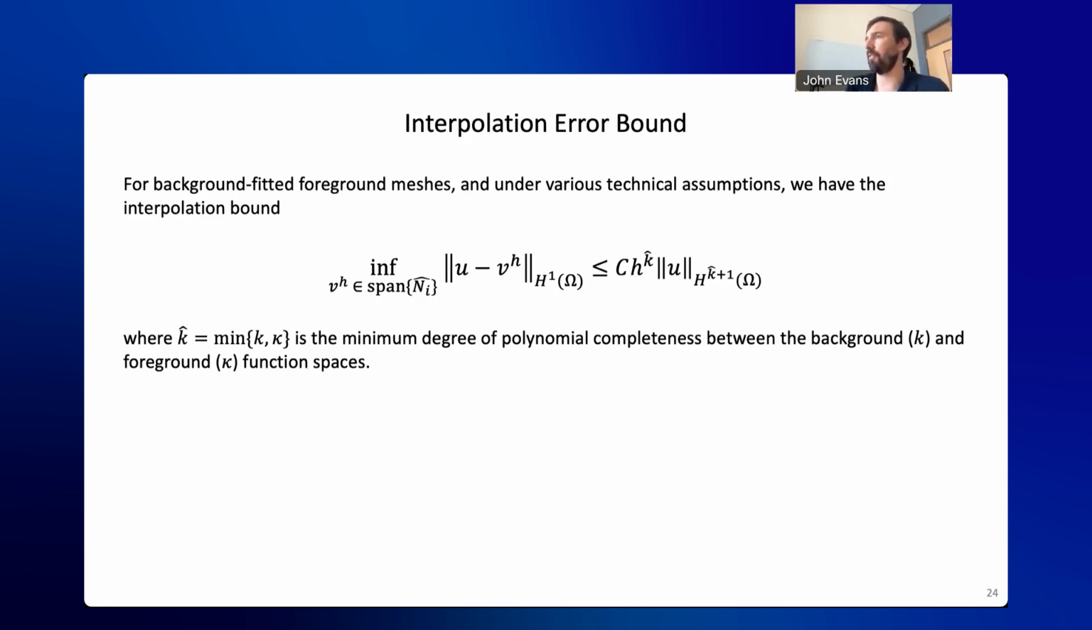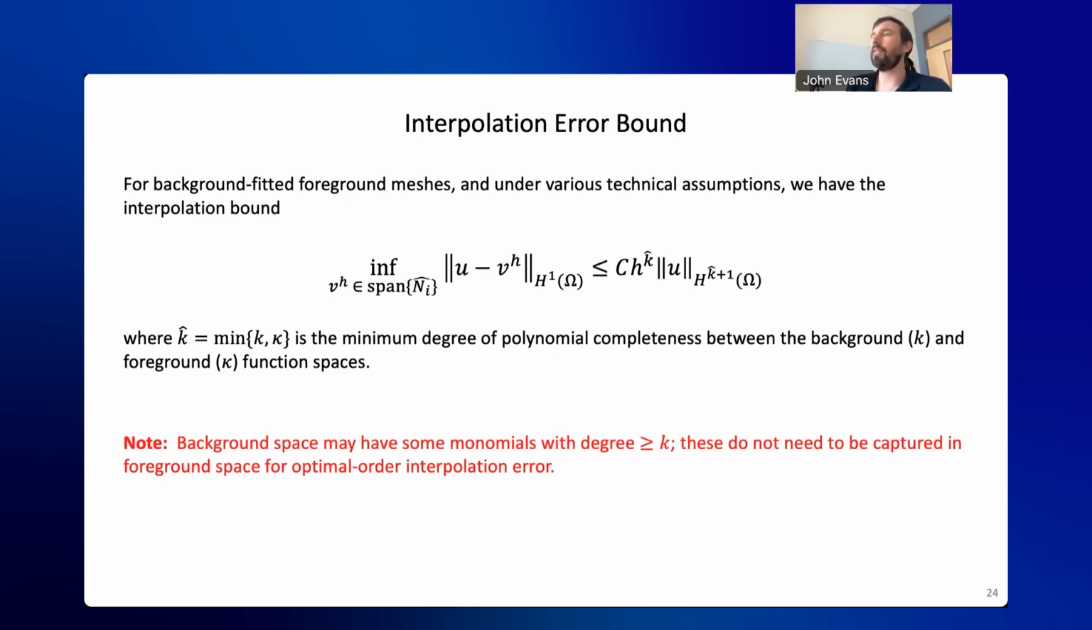You can think of this as the minimum degree of polynomial completeness. So it's telling us that if k is fixed here because we've chosen a given background space, we should choose kappa to be at least k, but no bigger, because otherwise we're not really gaining anything in terms of approximation order.